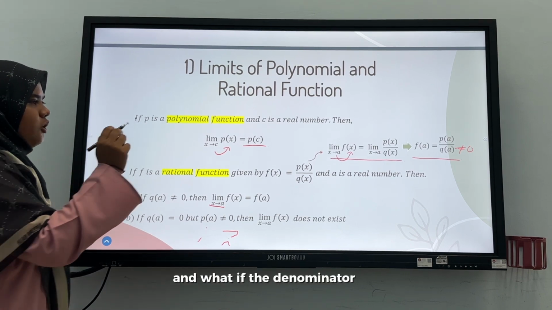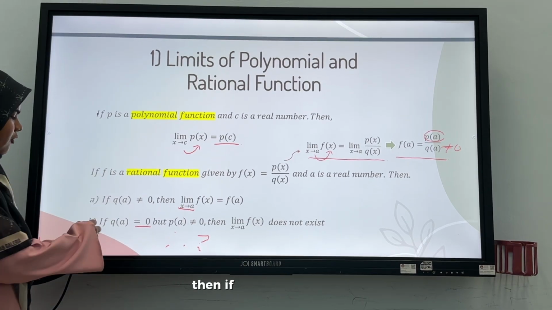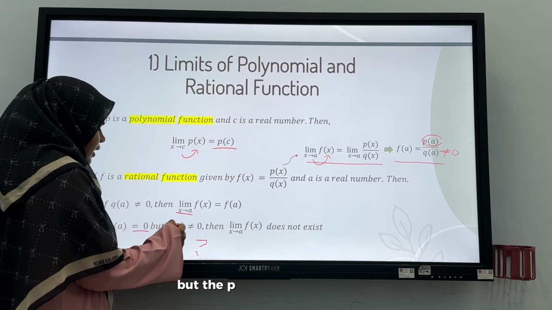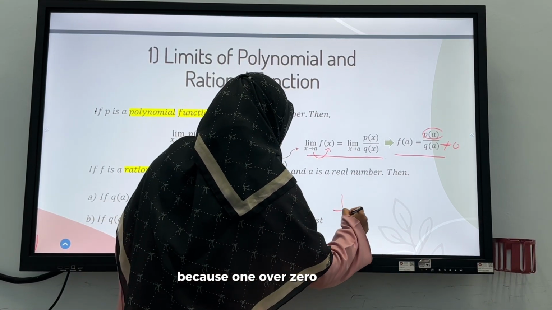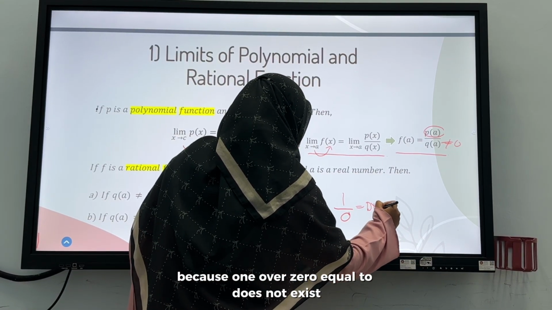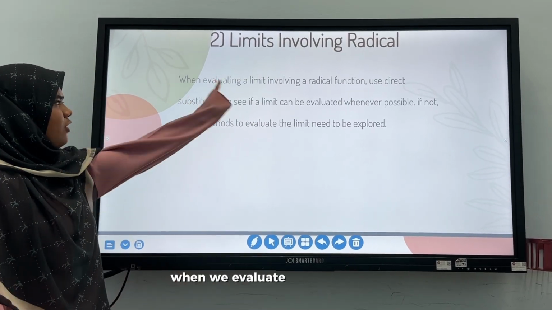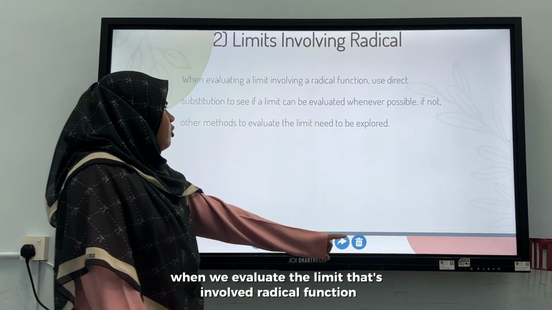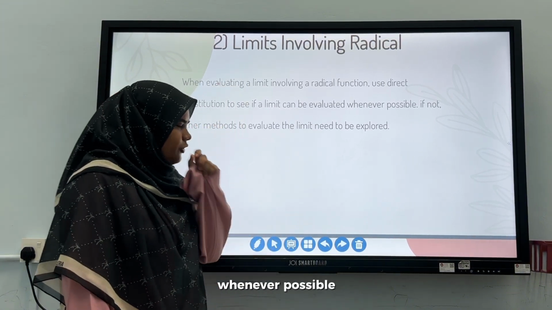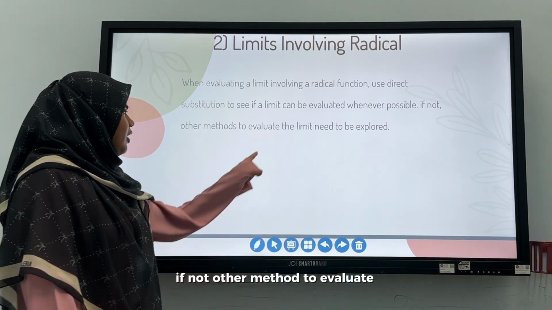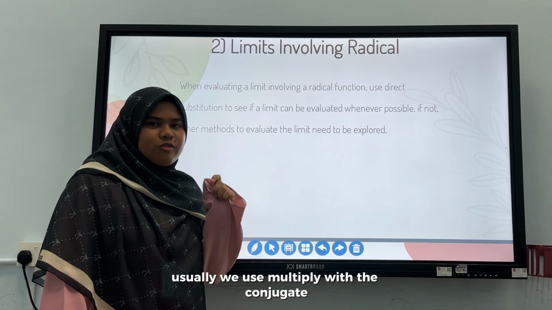And what if the denominator, the value of q(a), is equal to 0? If q(a) is equal to 0 but p(a) is not equal to 0, then the limit of the function does not exist, because 1 over 0 does not exist. The second one, limits involving radicals. When we evaluate a limit that involves a radical function, we use direct substitution to see if the limit can be evaluated whenever possible. If not, other methods need to be explored, such as, for radicals, usually multiplying with its conjugate.